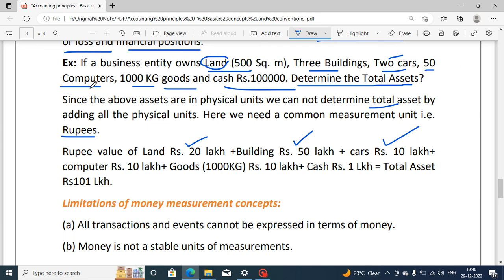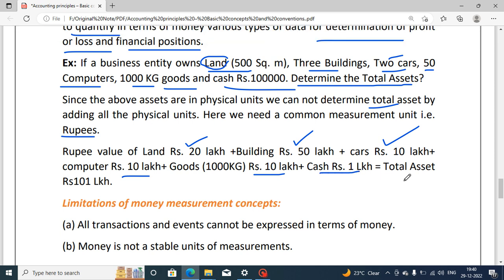1000 kg goods, monetary value is 10 lakh. And cash is 1 lakh, and cash is money, that's why it is 1 lakh. If you add them, you will find the total asset, that is rupees 101 lakh.